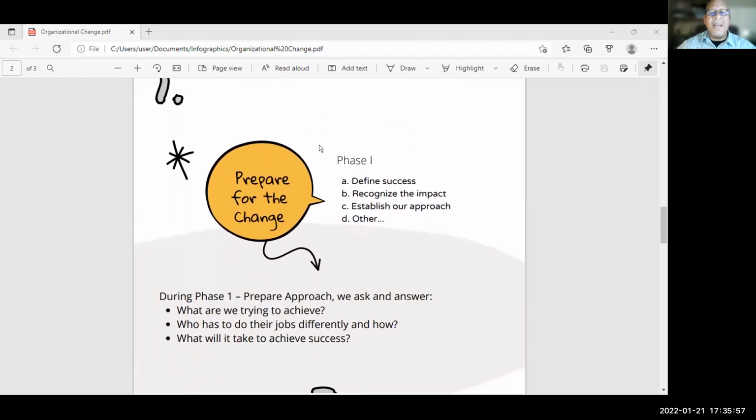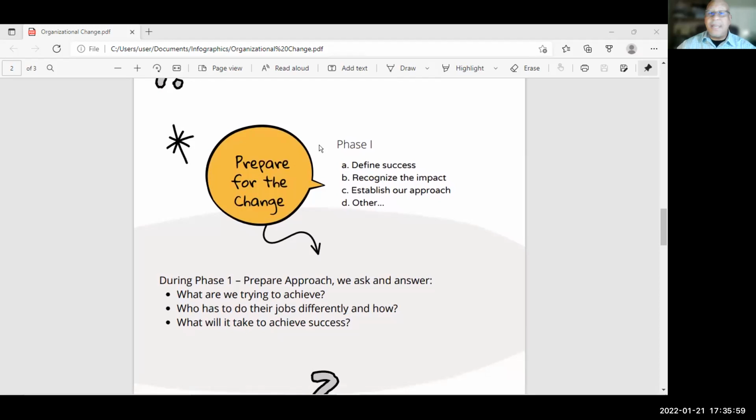Number 1, define success. It's like getting into a taxi and saying, please just drive. You're going to go nowhere. We have to define success. We have to recognize the impact that we are trying to achieve, and we're going to measure that. Establish our approach. What are the steps? What are the assumptions we're going to take?